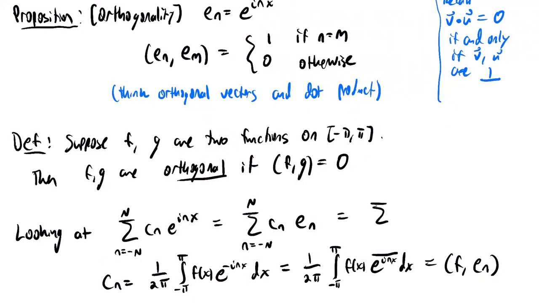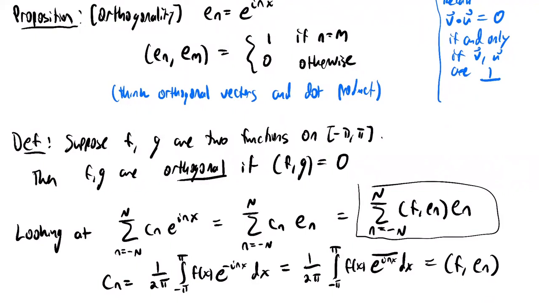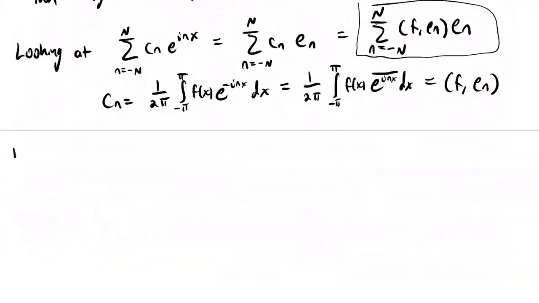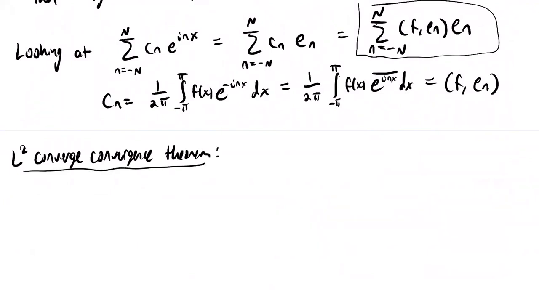And so I can rewrite my Fourier series now as the sum from n equals minus N to N of, well, Cn is just equal to this inner product, times En. And what are we going to do now? We will study the following theorem. This is called the L2 Convergence Theorem, which is the theorem I introduced at the beginning of the lecture, just rewritten in terms of the new notation. Suppose we know that the L2 norm of our function is finite.